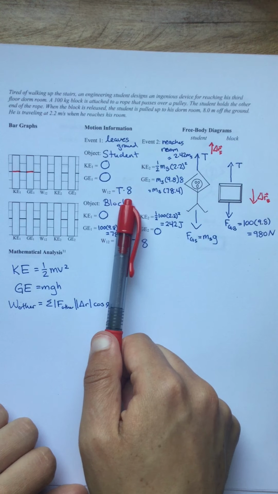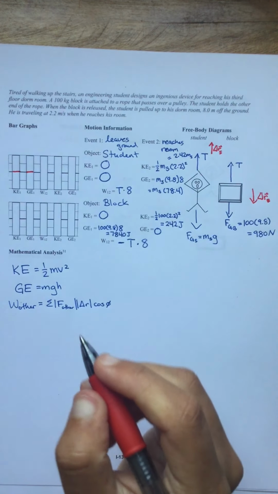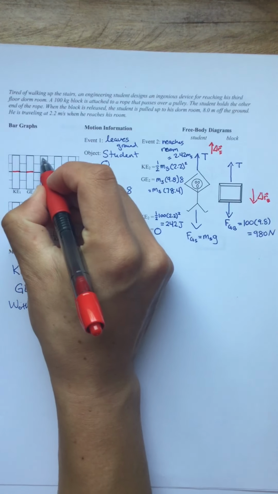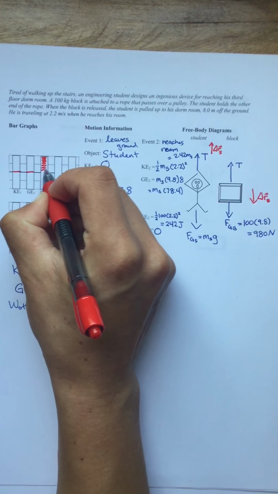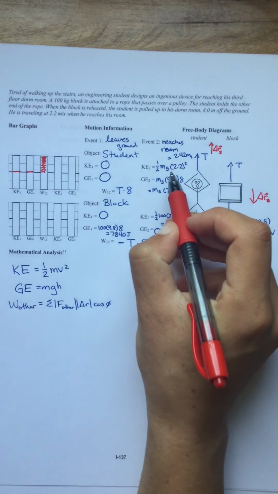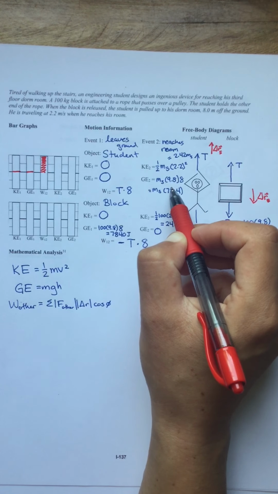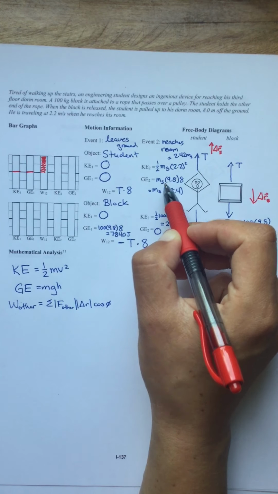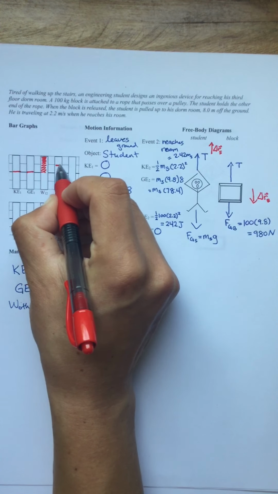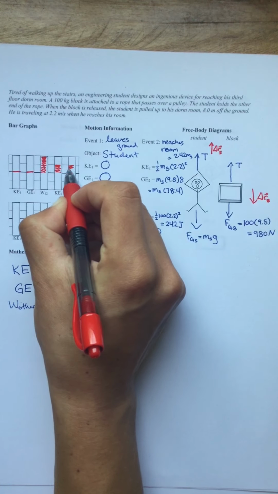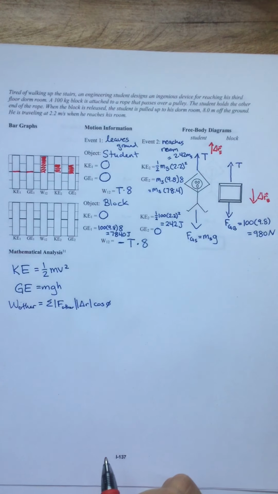Tension times 8, that's going to be positive. And let's just make that 2 blocks. Okay, and then I have positive kinetic energy and positive gravitational potential energy. Probably the kinetic energy is not equal to the gravitational potential energy, but I'll just say 1 block for each because I don't know how they compare.